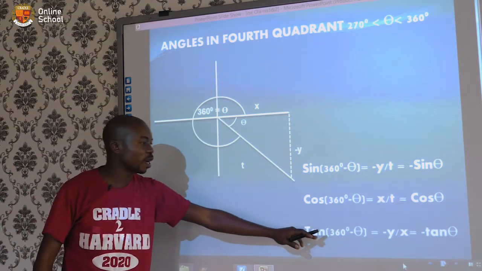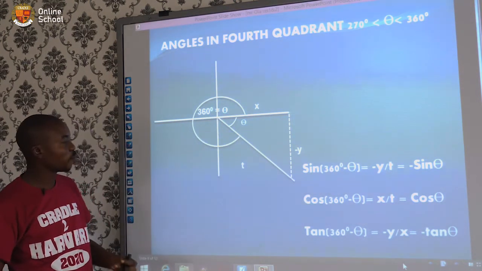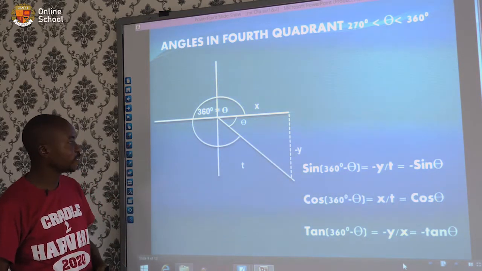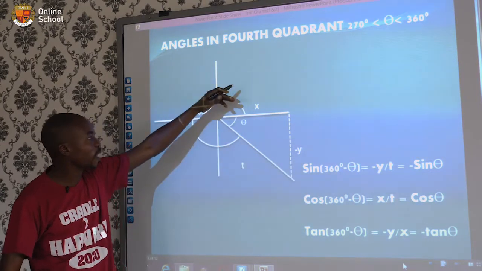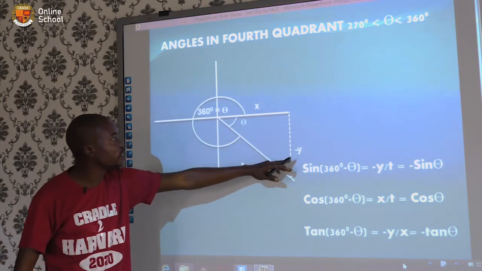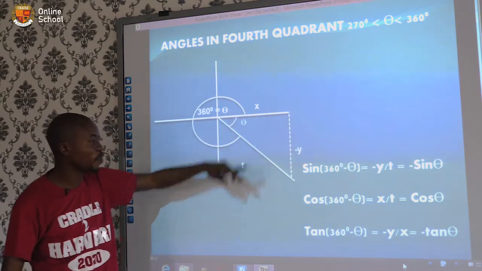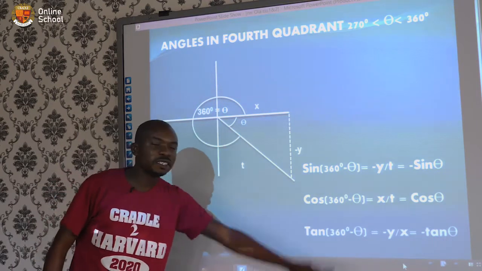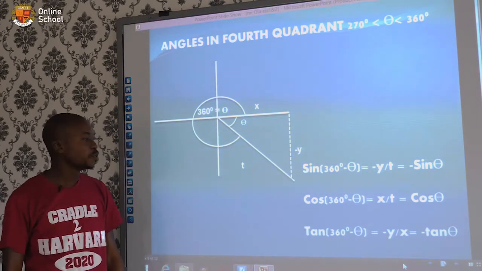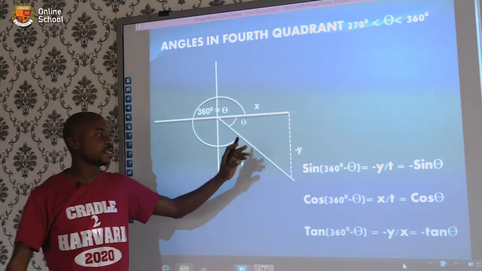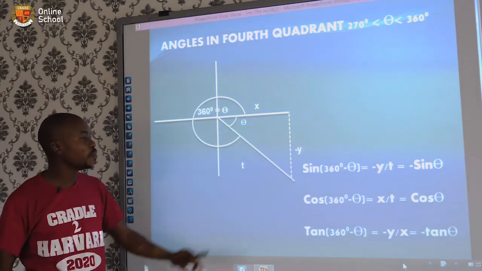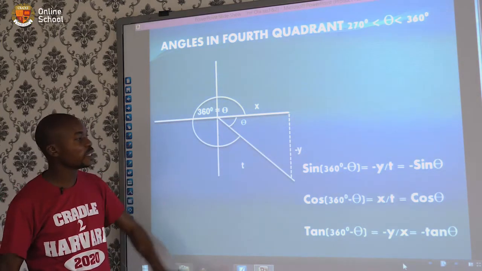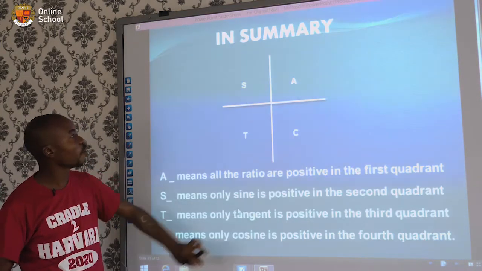Now for tan of 360 minus theta, TOA from SOHCAHTOA is opposite over adjacent. This is our opposite, this is our adjacent. So opposite is negative over a positive value of x. By the time you divide that, it will give us a negative value of tan. So in the fourth quadrant, sine is negative, cos is positive, tan is negative. It is only cos that is positive in the fourth quadrant.